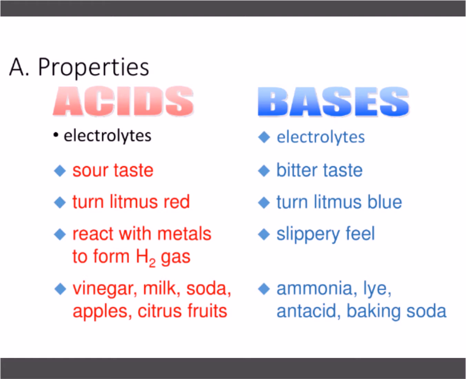If you don't have all those examples on your reading sheet from Friday, you may want to jot some of those down in those sections. Things like vinegar, milk, soda, apples, citrus fruits are all acidic. A lot of food is acidic. Anybody ever have heartburn? This is exactly what's happening: acid is starting to go back up your throat. So you need to neutralize it by eating Tums or Rolaids. Those are bases that are neutralizing the acid in your throat.